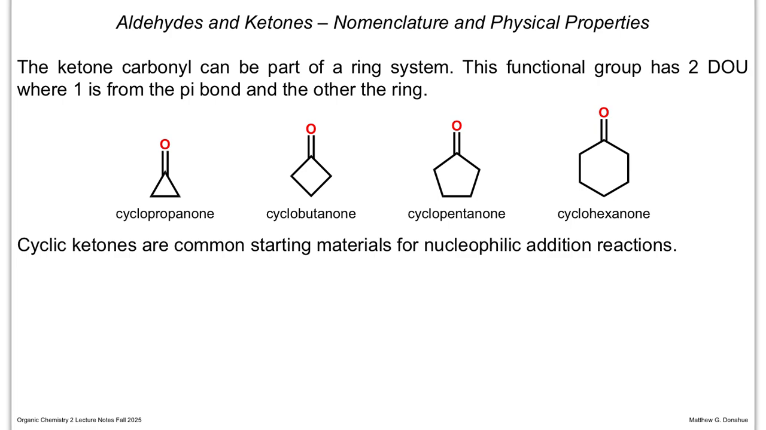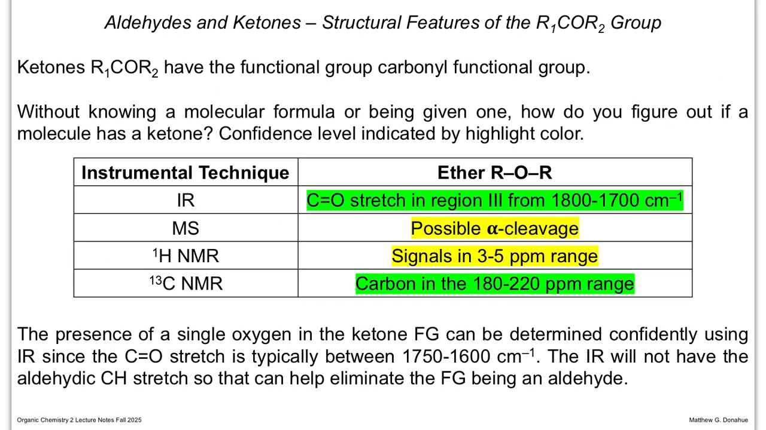So these molecules, you have a pi bond, you have a ring, and so overall, they'll have 2 degrees of unsaturation. It's a little boo-boo in here. This should say ketone.